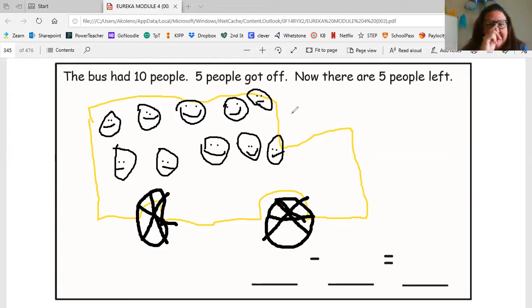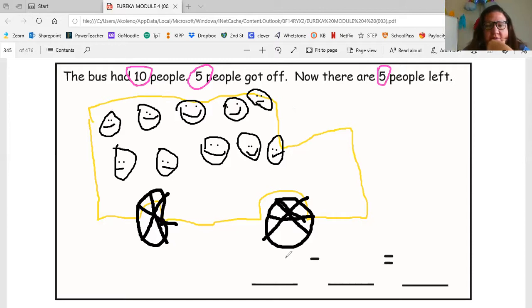That's right. I used a 5 group because I know it's easier for me to count and see 5 and count on 5 more and know that that's 10. The bus had 10 people. 5 people got off. Now there are 5 people left.